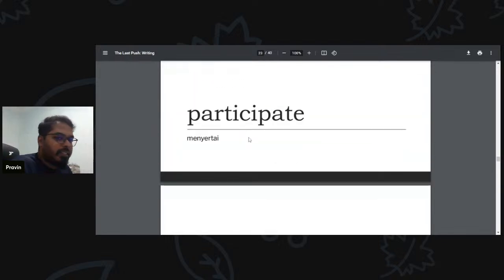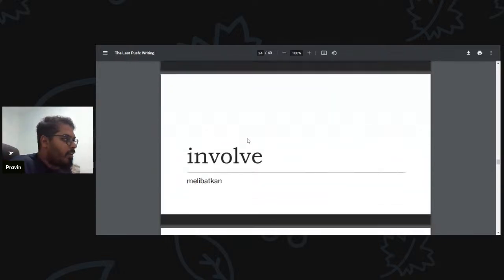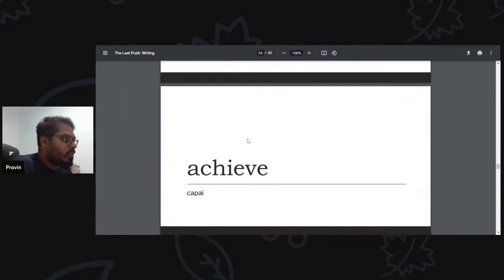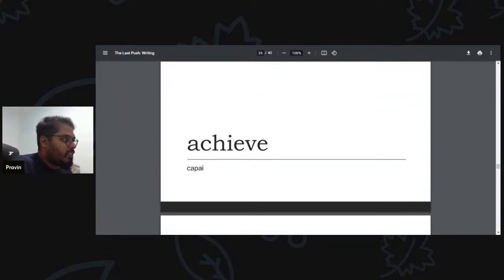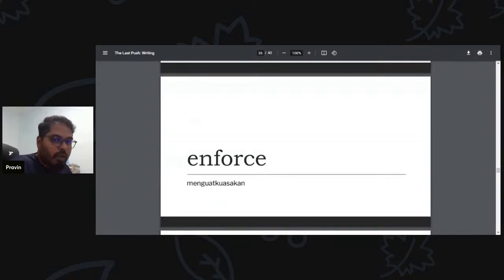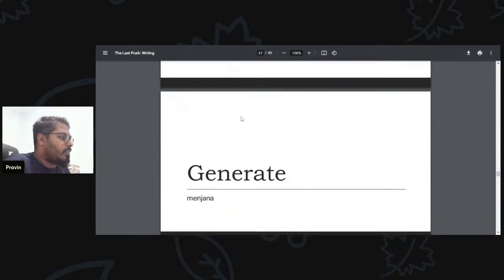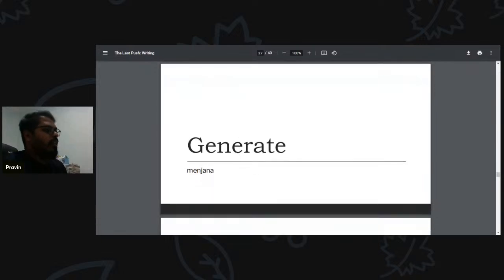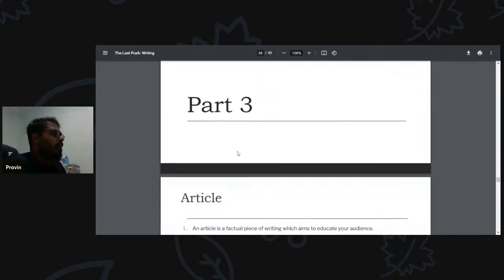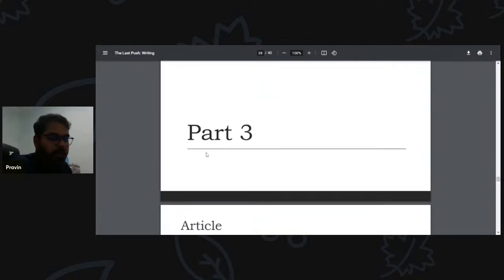And then we have participate, involve, achieve, meaning to attain, a very good word. And enforce. This is a very good word. Enforce, meaning to enforce. Okay, some people took screenshots. Alright, next one, generate. We're going to go to part 3 shortly.